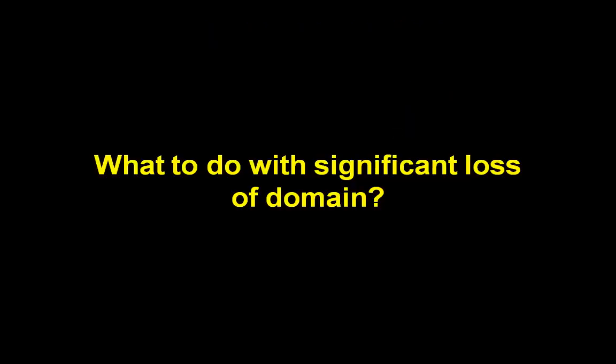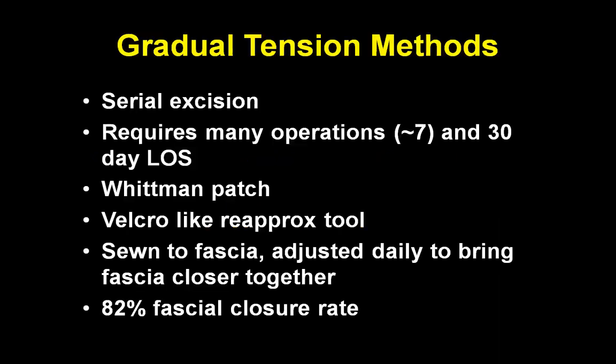What do you mean by what to do with significant loss of domain? I showed you the first diagram where there was extensive herniation, multiple openings, bowel out, stretched skin, muscles completely stretched off from the midline. In those cases, anatomical repair is not possible. Now, there are other methods to release the tension.